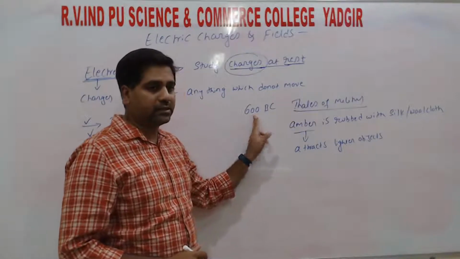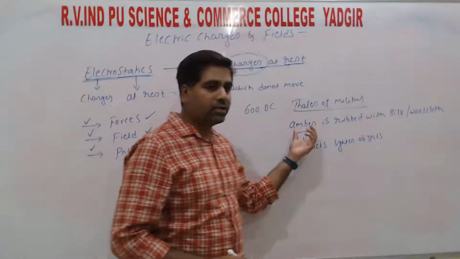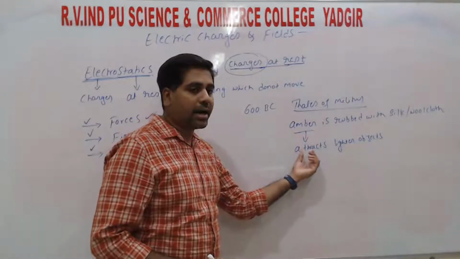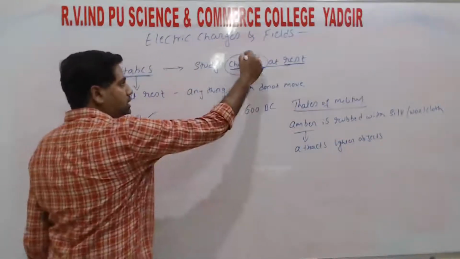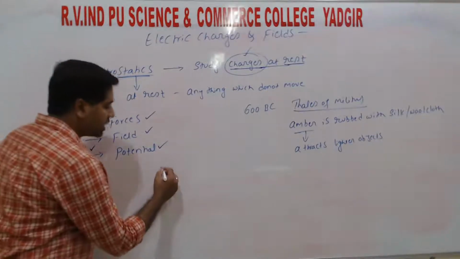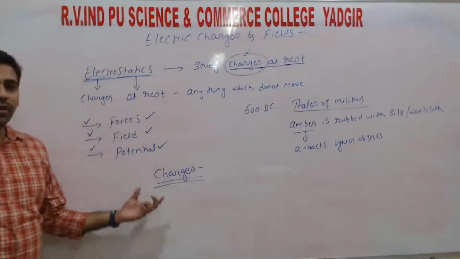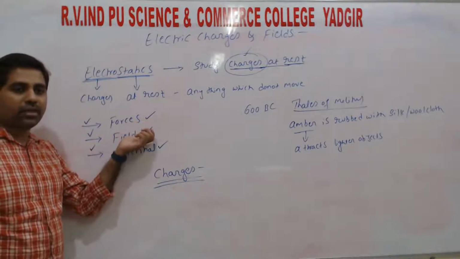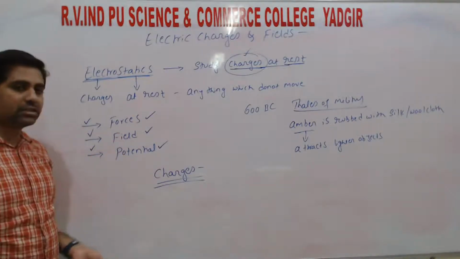So in 600 BC, how was it discovered? When amber is rubbed with silk. Amber is one type of material. He rubbed it with silk or wool cloth, and this amber attracts lighter objects. In this way he found the charges. That means he discovered the charges. Then what are charges? How do we define charges? If we first know what charges are, then we can study forces and how they behave, and next the field, what a field is and how it is produced by these charges.